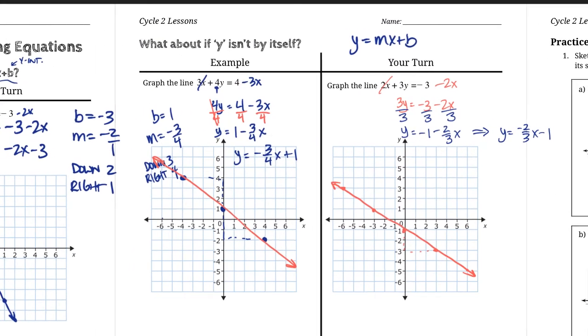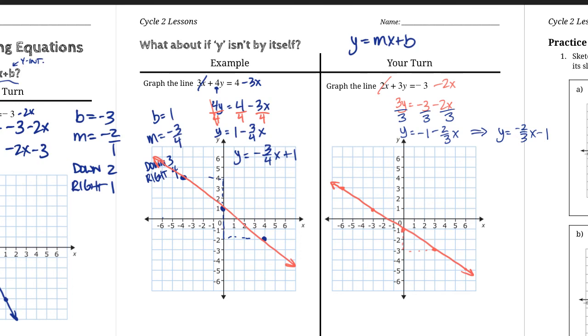There we go. That's how you solve these types of problems. All right, so now we know how to sketch the graphs of things that are a little bit more complicated.